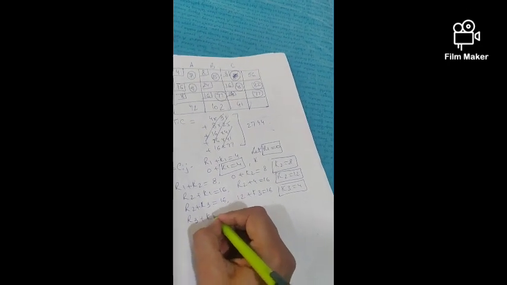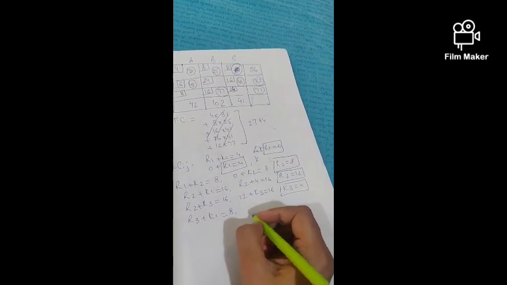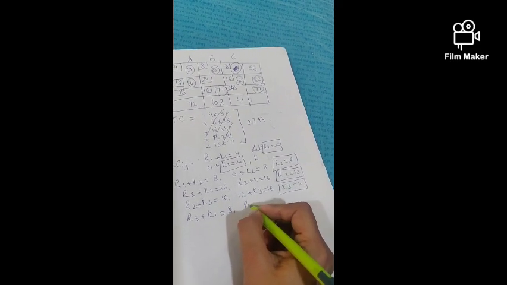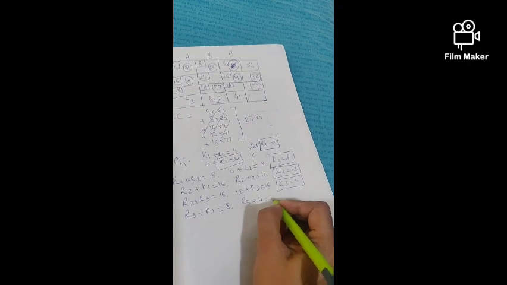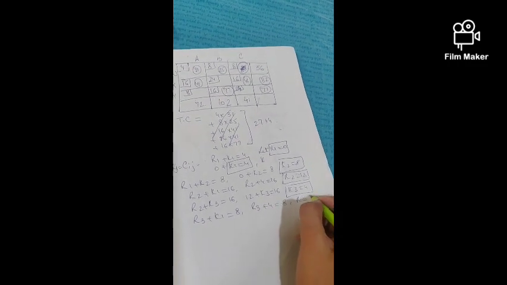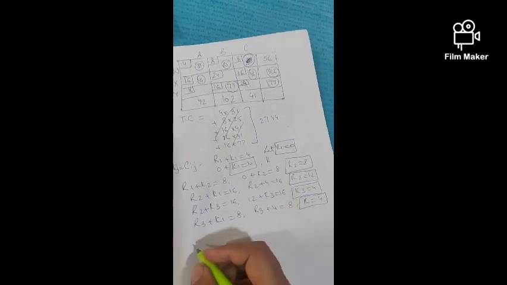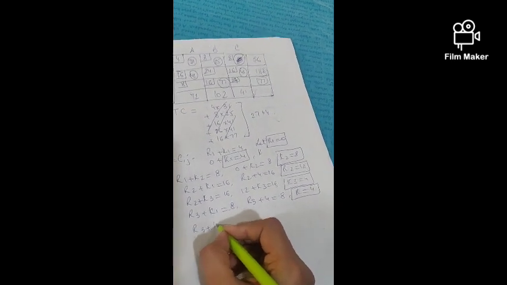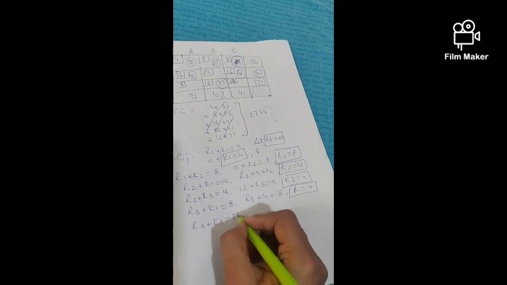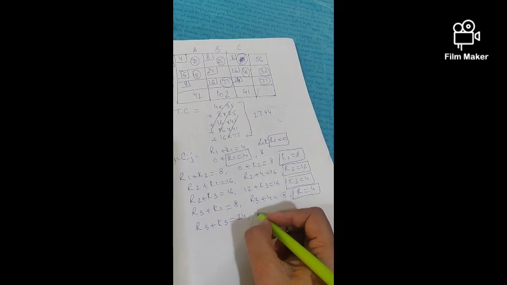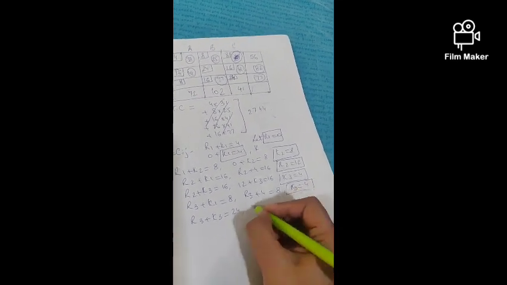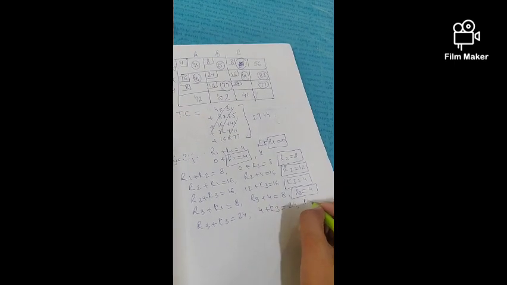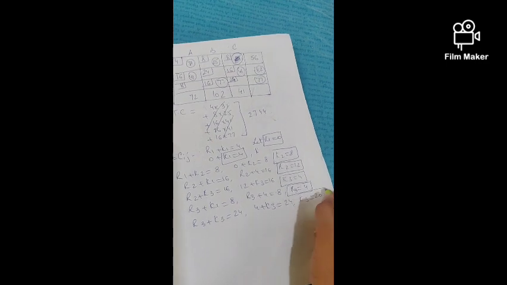R3 plus K1 is equal to 8. Then R3 plus 4 is equal to 8. R3 is equal to 4. Then we have R3 plus K3 is equal to 24. R3, 4, plus K3 is equal to 24. K3 is equal to 20.